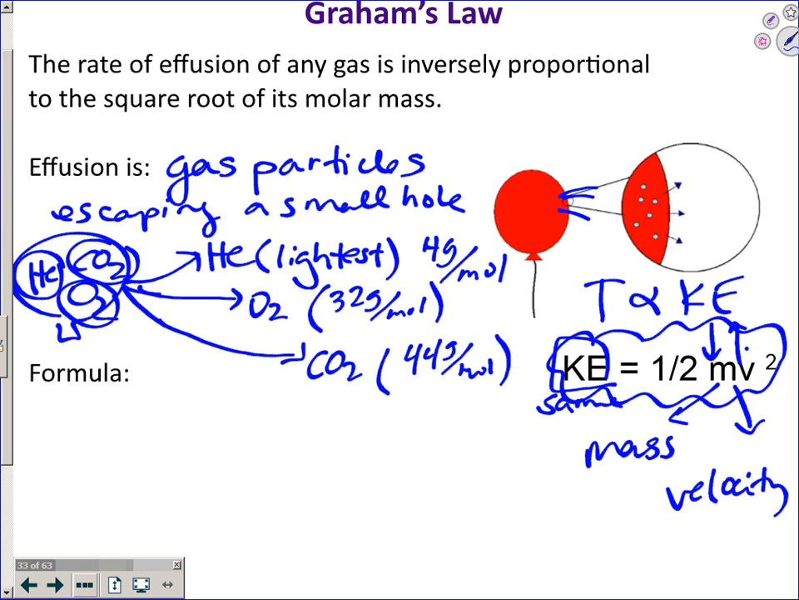Indirect. What's another name for indirect? Inverse, right? So a gas, that's what we're talking about here. The effusion of a gas, or the speed at which the gas diffuses, is inversely related to the square root of its molar mass. So we're going to take this information and write it in equation form.